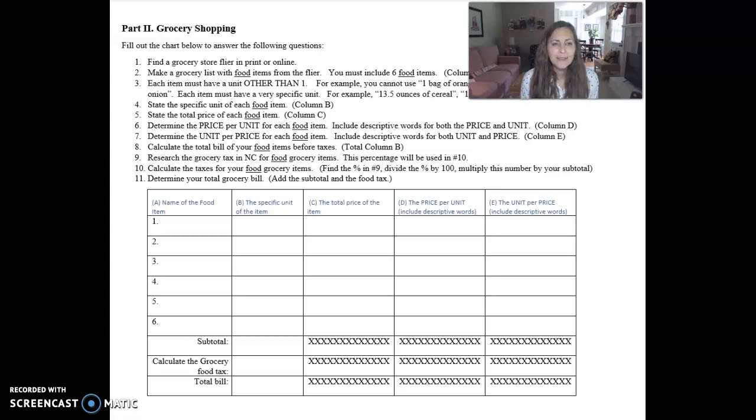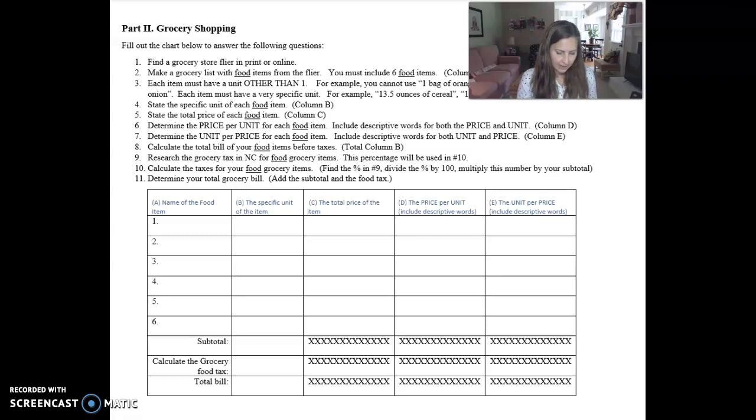And then the item has to have a unit other than one. So if you look at my flyer, it says like 7.98 per pound. That's for 1 pound. That will not work. Another one, it says 49 cents per cabbage. That's 1 cabbage. That will not work. You cannot have a unit of one. So you have to find a specific item that has a given unit other than one. And you can read the information. Let me show you an example.